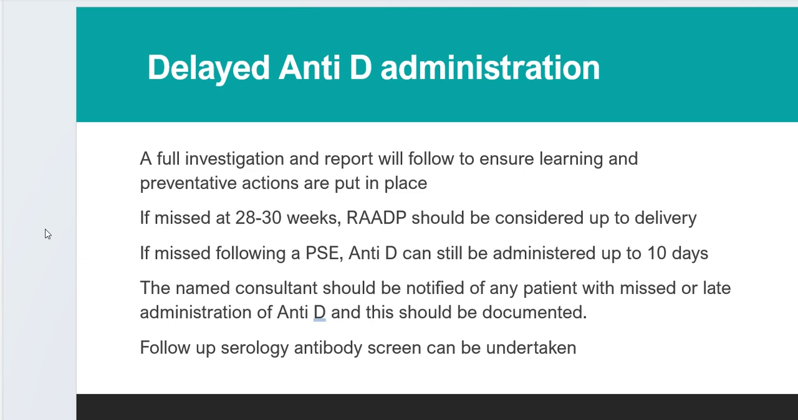Whenever there is a case of delayed anti-D administration, there should be a full investigation and a report should be made. And make sure there is a meeting where lessons learned from this incident are discussed and some preventive actions are taken to prevent such incidents in the future as well. If anti-D is missed at 28 to 30 weeks, prophylactic anti-D should be considered after delivery, but the guideline says it should be given between 28 to 30 weeks. So if there is any delay, that should be investigated.